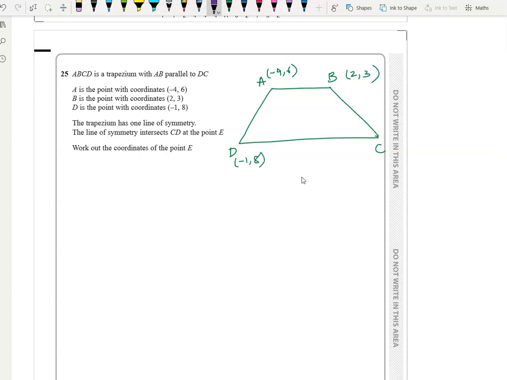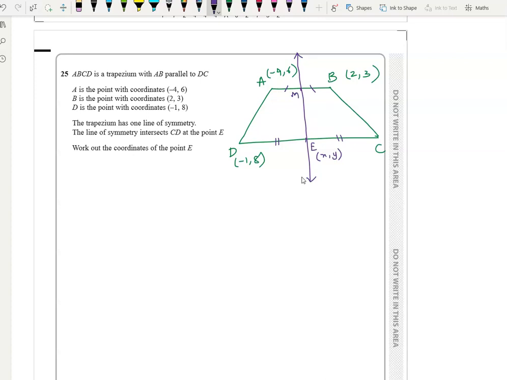The line of symmetry, okay, intersects CD at point E. The question is to work out the coordinates of point E. Okay, so suppose let it be x, y. Now this line of symmetry will pass through the midpoint of side AB and side DC. So you can put a marking here. These two sides are equal and DE is equal to EC. Okay, suppose the line of symmetry meets AB, suppose at point M.